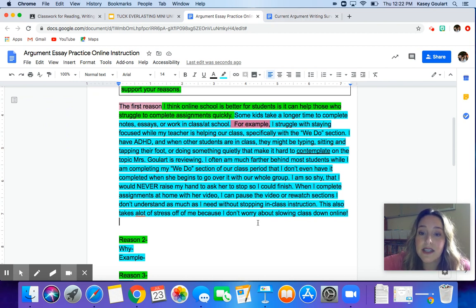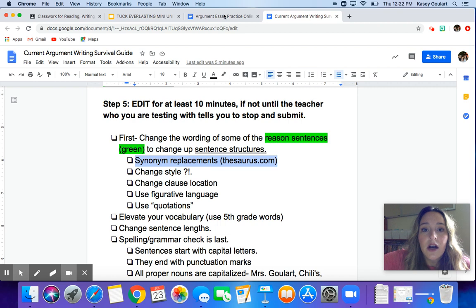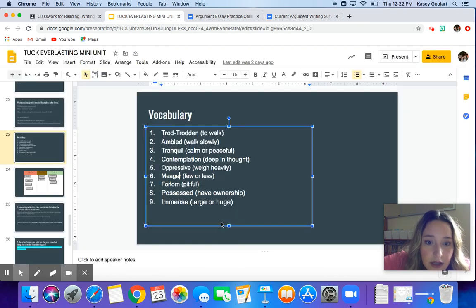That makes it hard to contemplate on the topic. Now, contemplate on the topic doesn't work. So contemplate the topic Miss Goulart is reviewing is the correct grammatical usage. I will tell you though, even if you don't use it perfectly in the sentence, they'll still give you points. The algorithm on the ACT Aspire will still give you points. I'm just going to make it sound right and grammatically correct because I'm a person, not a computer. All right, let me look at another one.